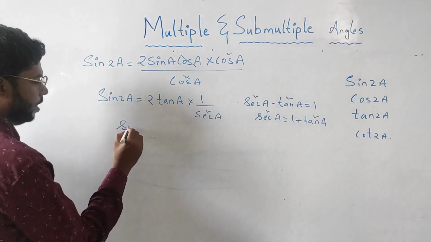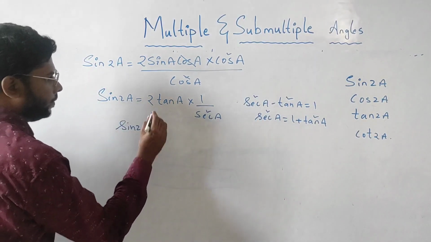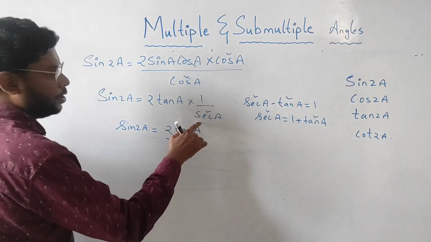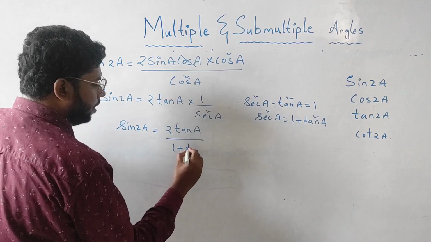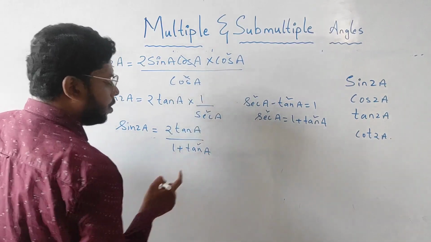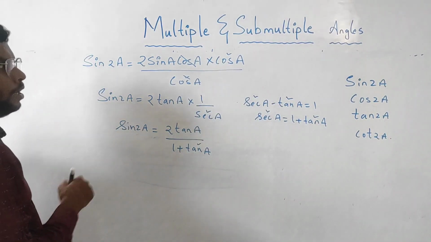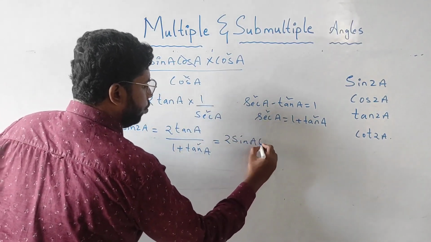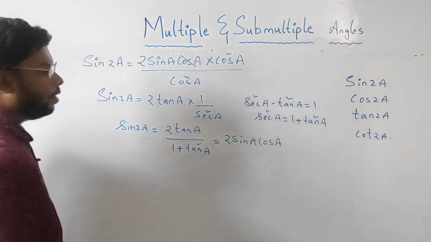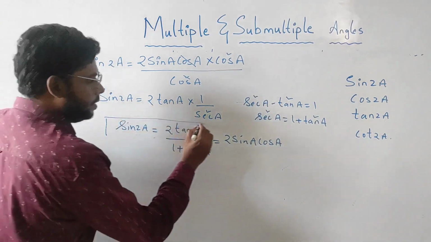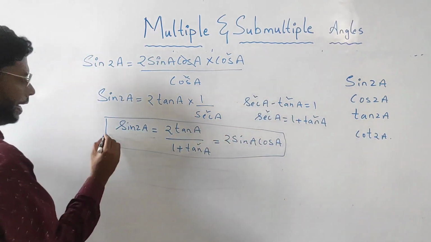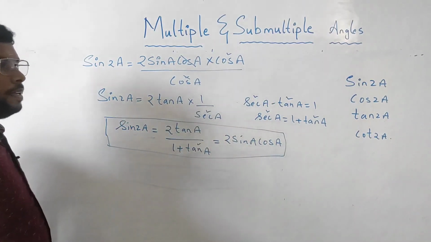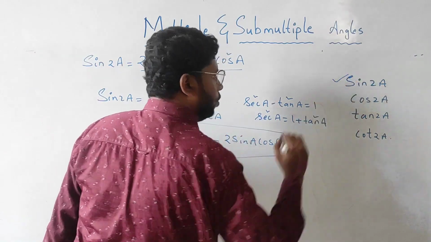plus tan square A. So sin 2A is equal to, can I write like this, 2 tan A divided by, in the place of secant square A, I am writing 1 plus tan square A. So this is one of the formulas of sin 2A. Basically, these are the two most important formulas of sin 2A. What is sin 2A? Sin 2A is nothing but 2 sin A cos A and 2 tan A by 1 plus tan square A. So this is about the sin 2A.